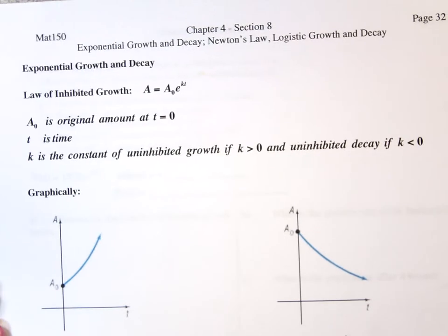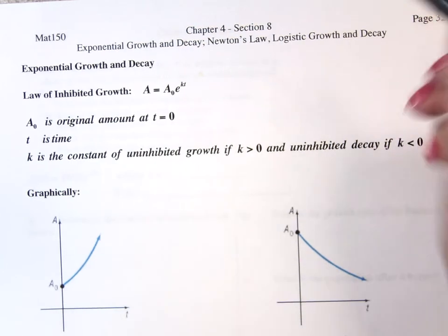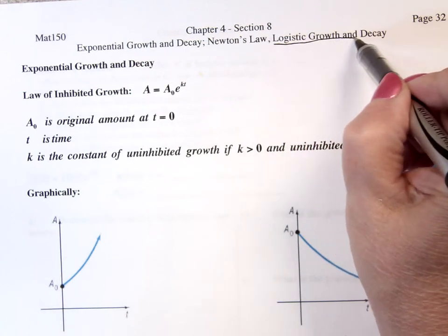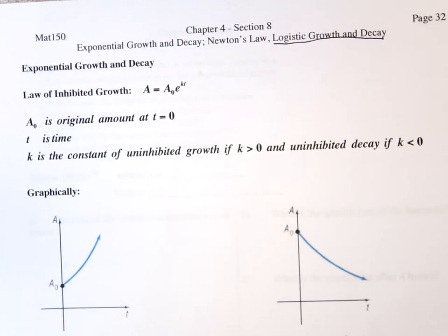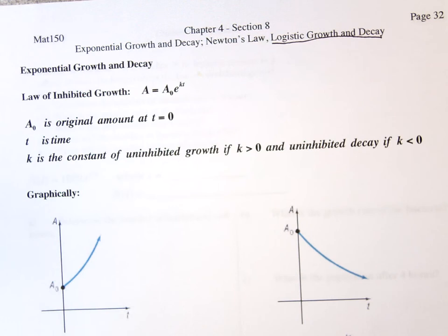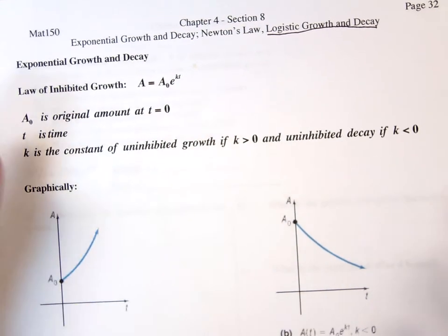Which is exponential growth and decay, Newton's law of cooling, and logistical growth and decay. By the way, for those of you going to be taking 212, a lot of our applications end up being logistical or exponential, but particularly logistical. They're pains. It's a pain as a formula, as you'll see when we get there. It's just a pain.